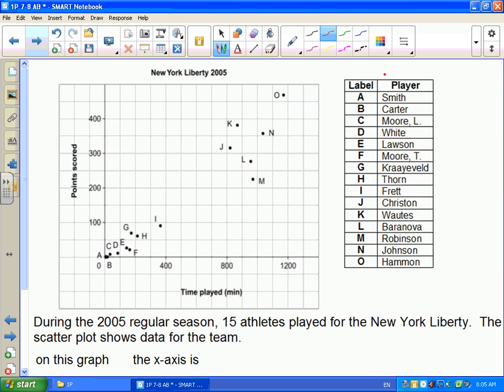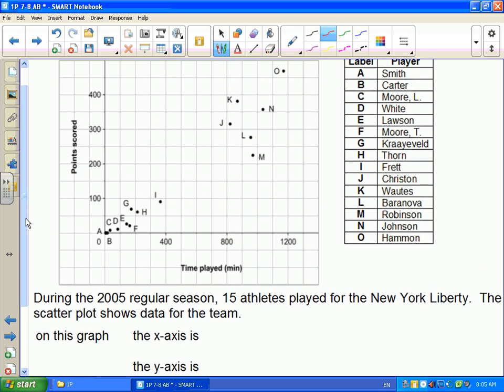So let's read the description down here at the bottom. During the 2005 regular season, 15 athletes played for the New York Liberty. The scatter plot shows data for the team. And what it shows, again, is points scored and time played. So on this graph, the x-axis is the one that is horizontal, so it is time played.